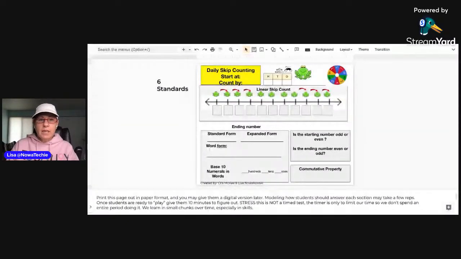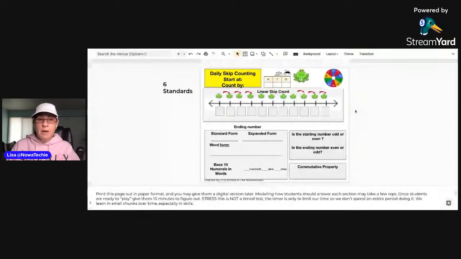So looking at this, it's a second grade math rep. This is really great for skip counting. This has a total of 6 standards written on it, which is amazing. And if you're not sure which standards are on it, I'm slowly but surely going through.